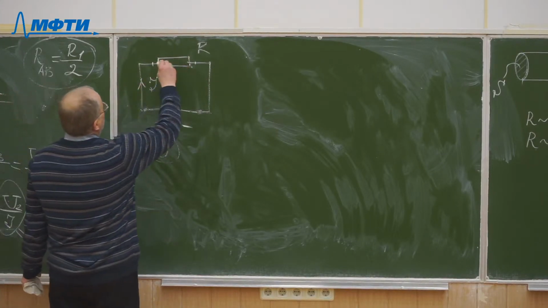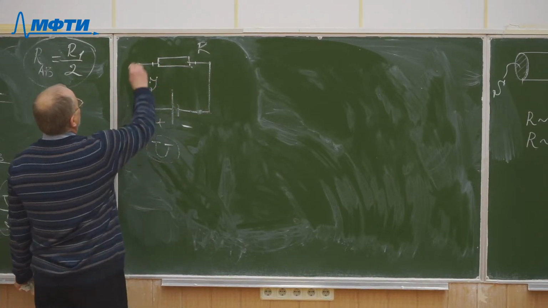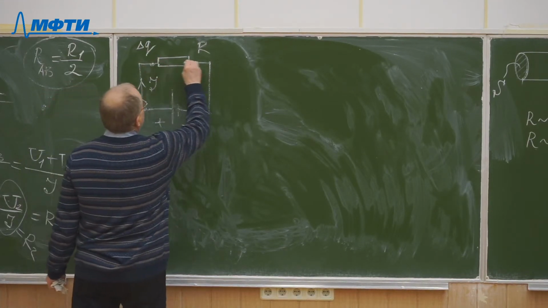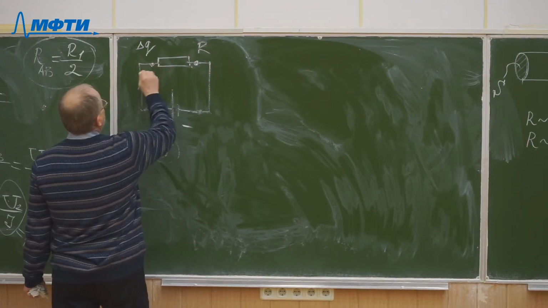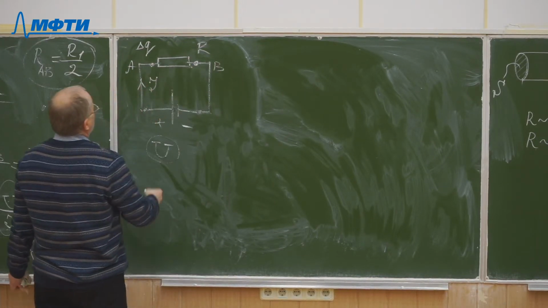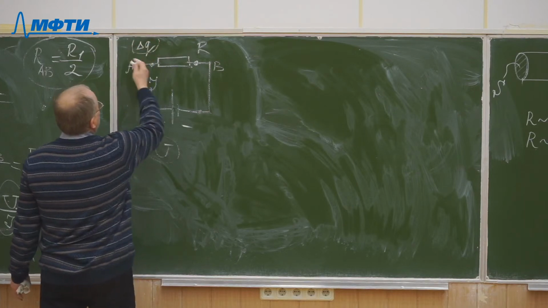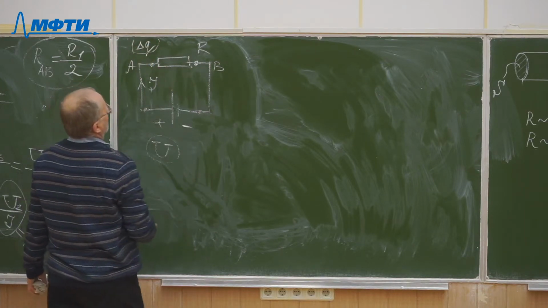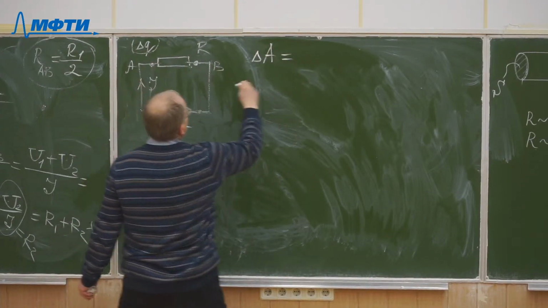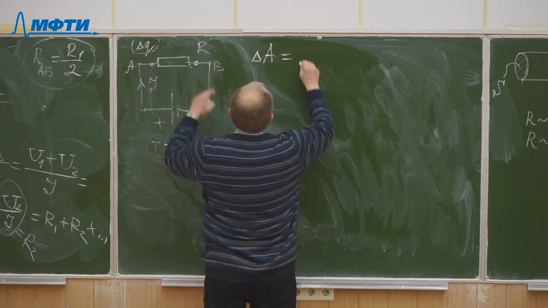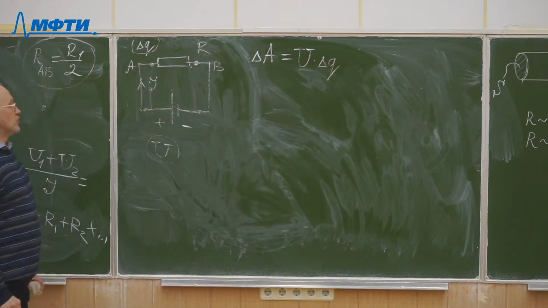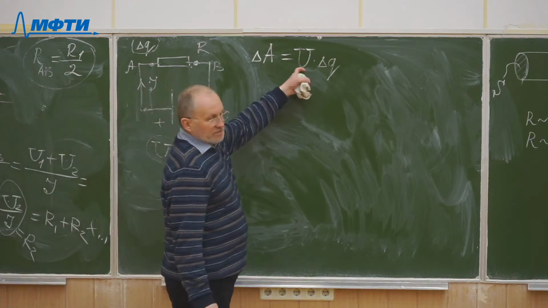If a small charge delta Q goes through this resistor from point A to point B, then actually this charge will be drawn through some potential difference between these 2 points, and so there will be some work performed on moving this charge, and the work will be the potential difference between points A and B times delta Q, the amount of electric charge. So this is the definition of potential difference.